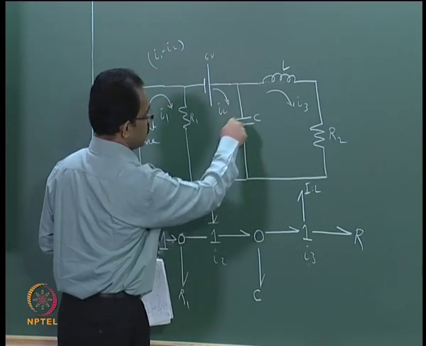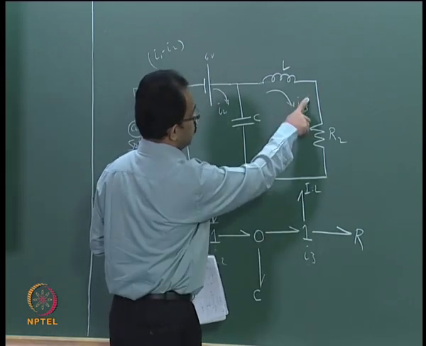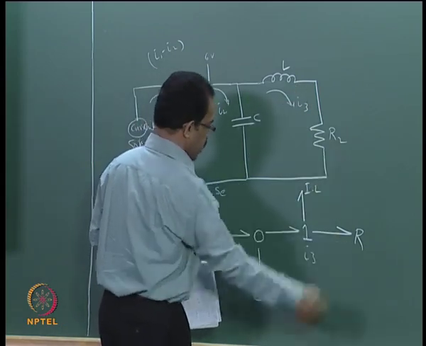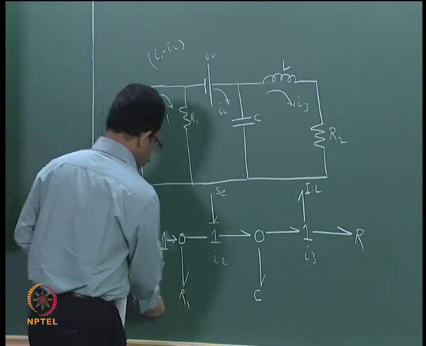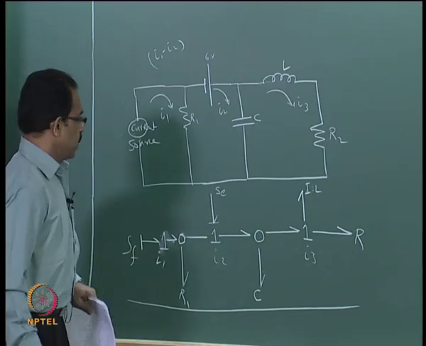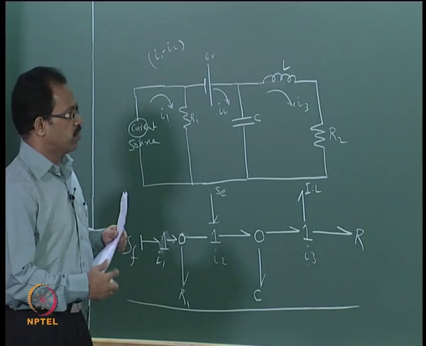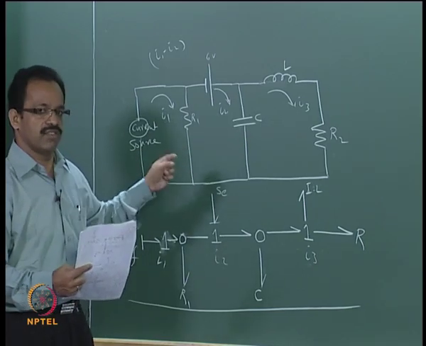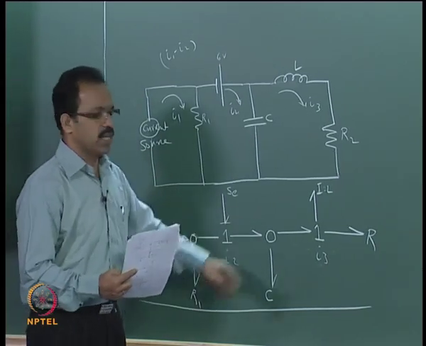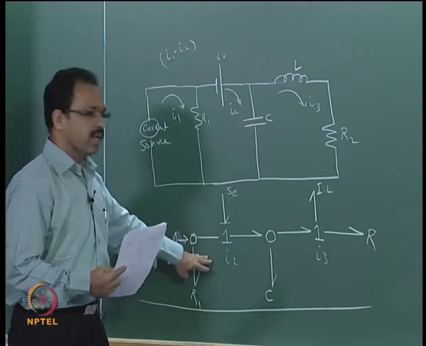You can see I2 minus I3 will be acting on this, and this will be subjected to I3 only. L and R will be subjected to current only. So this gives you the bond graph model for this electrical circuit. Again, this was a simple circuit, but if you have a complex circuit, or a mechanical and electrical system combined, we can still develop the bond graph model simply by looking at the physical system.